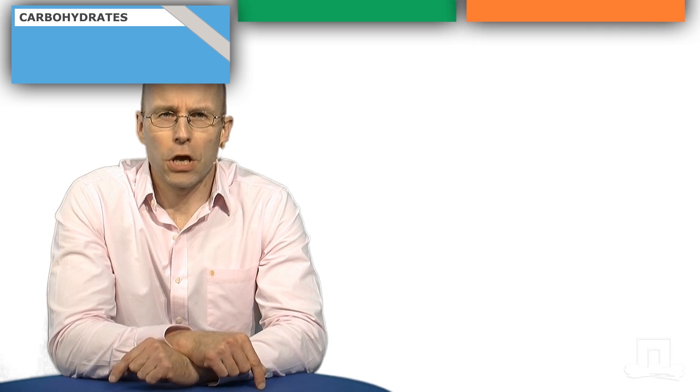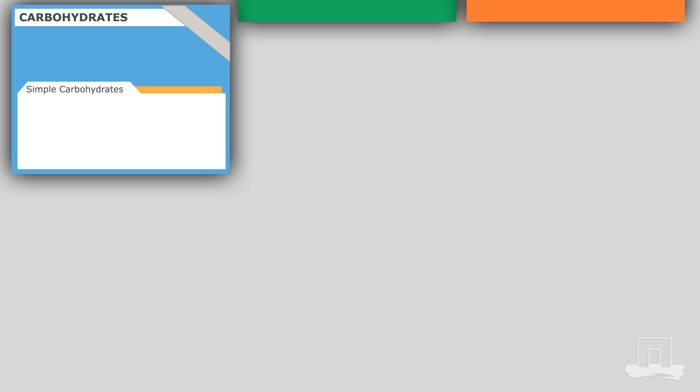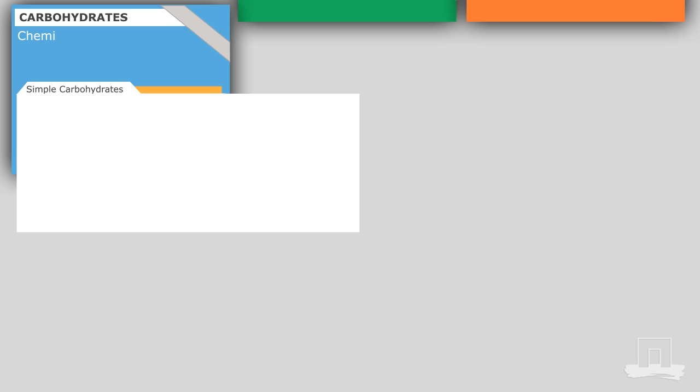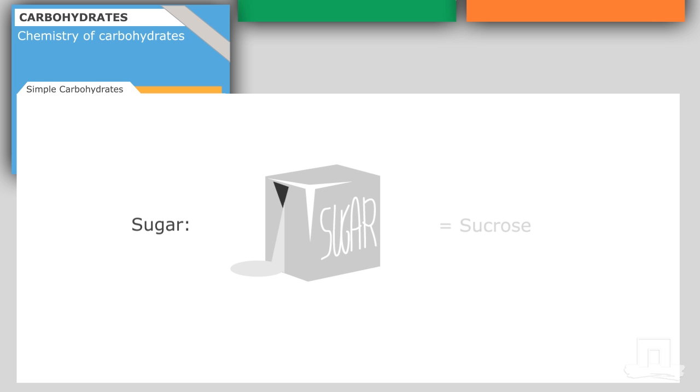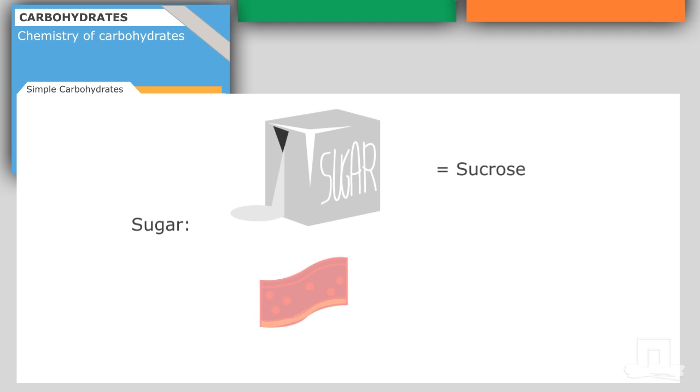In the previous video, we talked about simple carbohydrates, and we said that they're often referred to as the sugars, and that they include the monosaccharides and disaccharides. However, in colloquial terms, sugar is most often used to describe crystalline table sugar, which in chemical terms is sucrose. Now, when we talk about blood sugar, actually we refer to glucose in the blood.